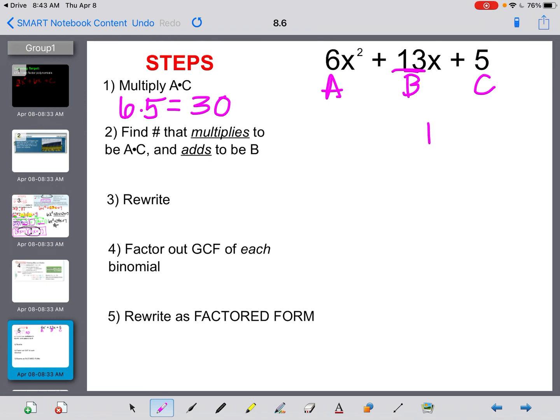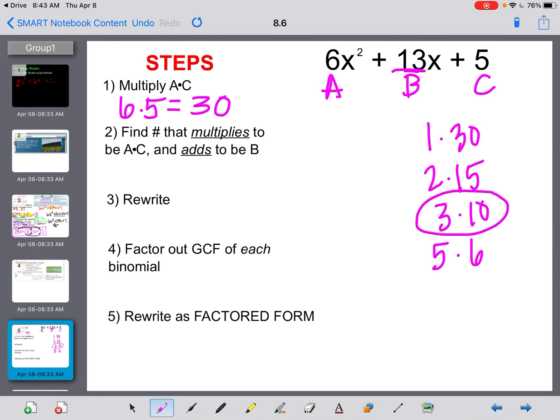Okay, if I list my factors of 30, I have 1 times 30, 2 times 15, 3 times 10, 5 times 6. And now I'm looking for one that would add to be 13, which would have to be this 3 and this 10.